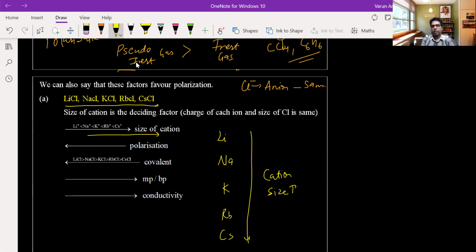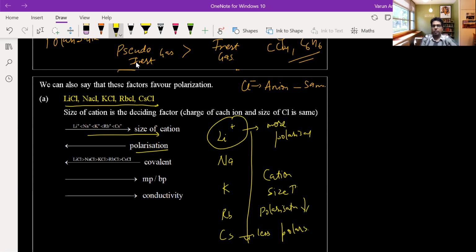And what about the polarization? So smaller is the size of the cation, what will happen? More will be the polarization. So more polarization over here, and there will be less polarization over here. So if I talk about polarization, down the group polarization is decreasing. Polarization is decreasing down the group from lithium to cesium. Or I can say from cesium to lithium, the polarization is increasing.